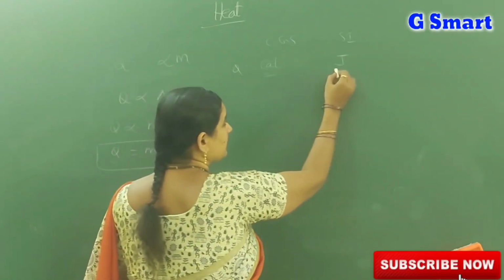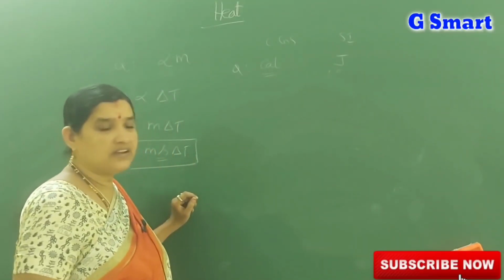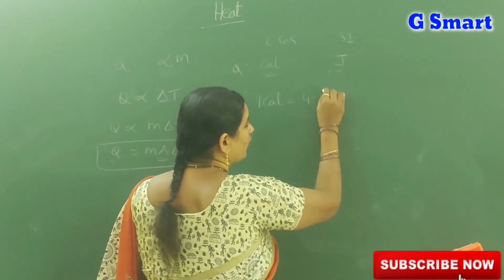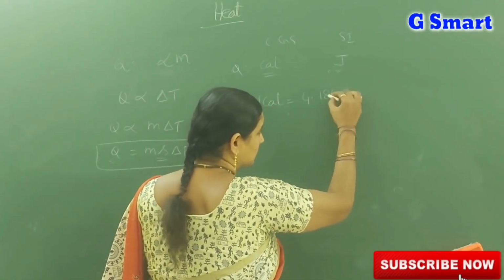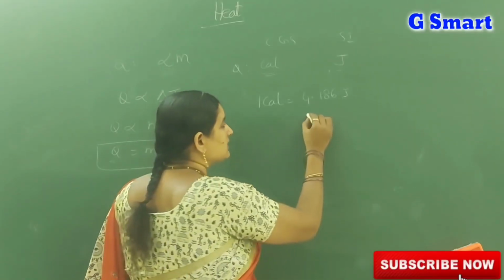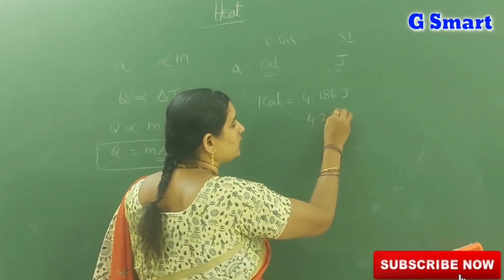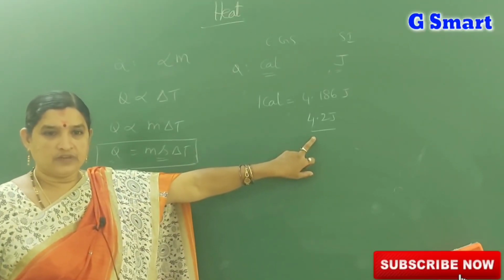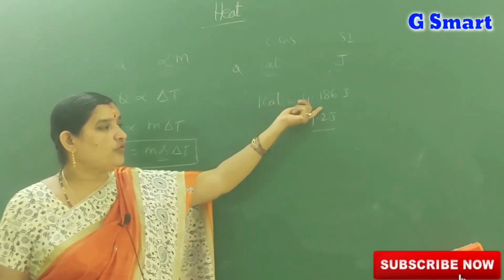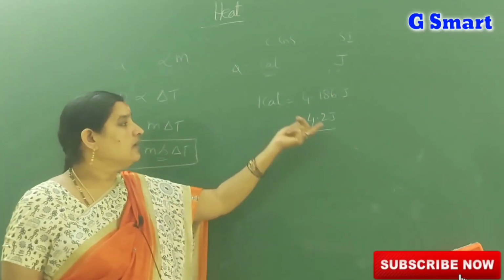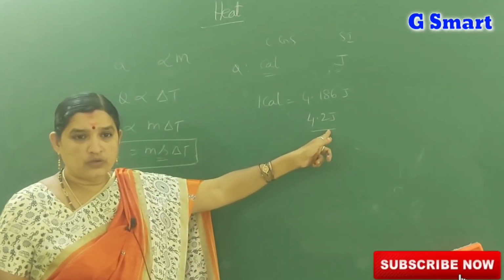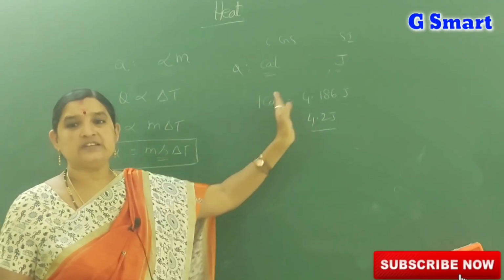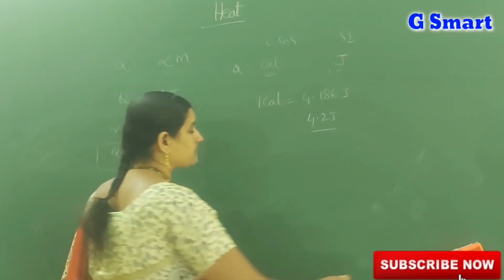What is the relation between these two? 1 calorie is equal to how many joules? 1 calorie is equal to 4.186 joules. While doing calculations, we can use 4.2 joules for simplification. 1 calorie is equal to 4.186 joules, nearly equal to 4.2 joules. That is the relation between the units of the CGS system and the SI system.